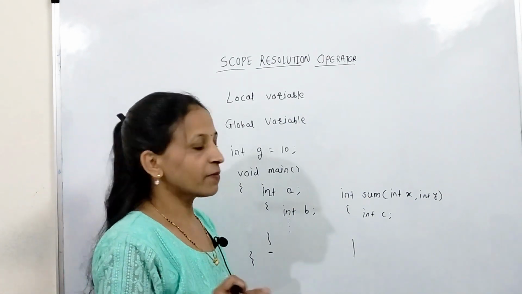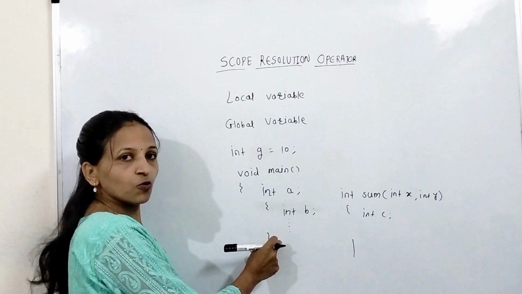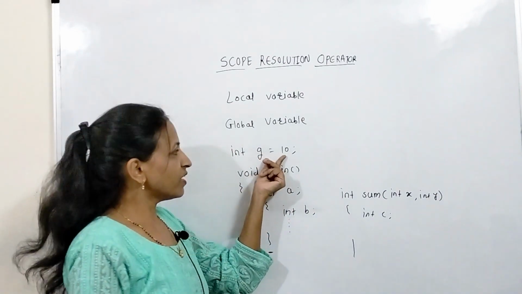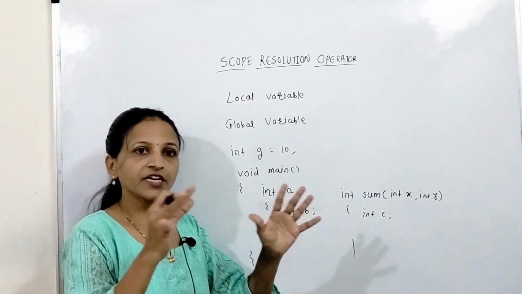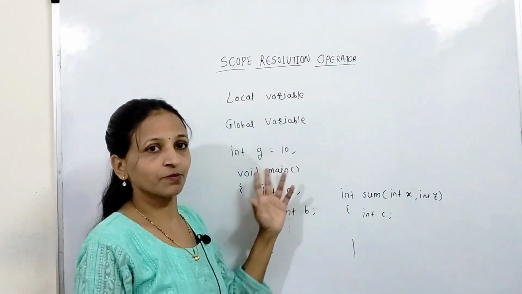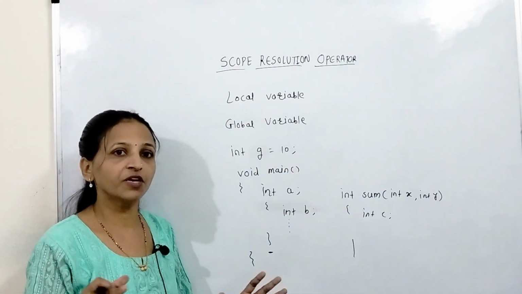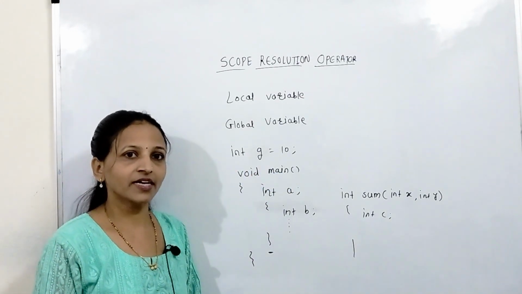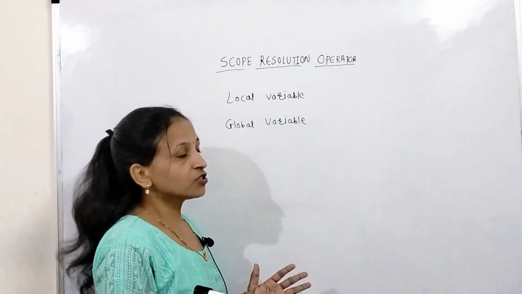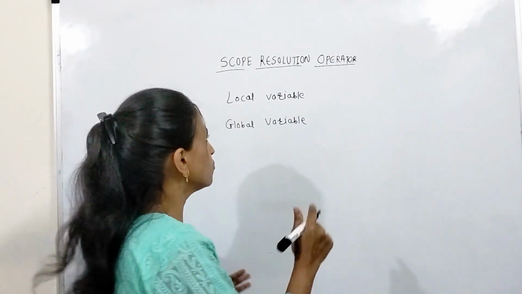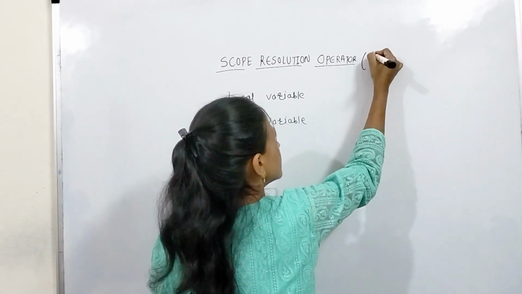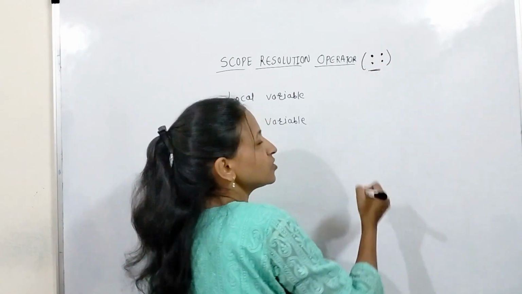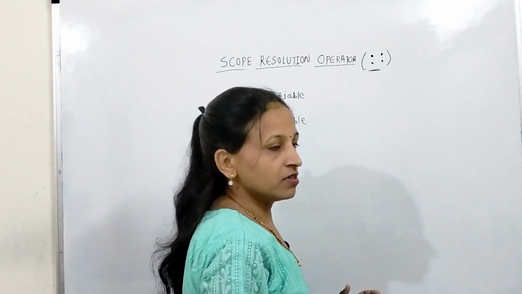Only keep in mind: local variables are accessible only inside the block wherever they are declared, and a global variable we declare outside all the blocks, and it is accessible throughout the program. In every function you can access that global variable. Getting? Now see how the scope resolution operator is written. We have to put two colons, this one and this one. This is nothing but the scope resolution operator.